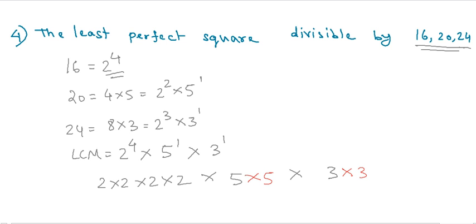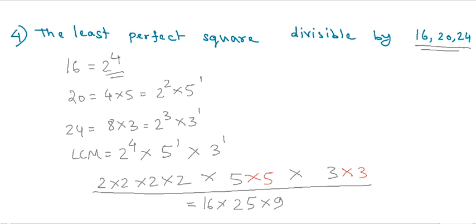So now this number is a perfect square. This will be the least perfect square, that will be divisible by 16, 20 and 24. So we have here 2 to the power 4, that means 16 multiplied by 25 multiplied by 9. So we have to multiply 225 by 16.